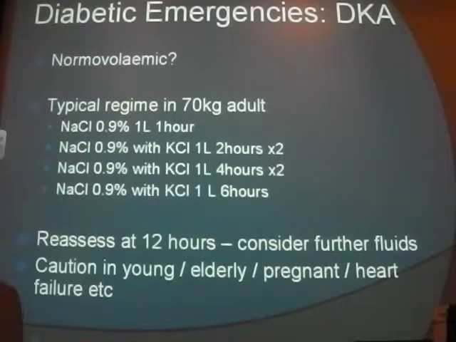So for the next 2 hours and the 2 hours after that, one bag of normal saline with potassium in it. Then the same again twice over the next 8 hours. Okay, 4 hour bag, 4 hour bag, and then a 6 hour bag. That is the kind of general recommended standard thing that is obviously up for negotiation depending on your patient on a case-to-case basis. At 12 hours, you need to reassess, consider further fluids, and always be watching out for signs of fluid overload. Okay? These are your at-risk groups, the young, the elderly, the pregnant, those with heart failure, etc., etc. So exercise caution in those patients. Again, in those patients, you might need to consider critical care at an earlier stage because you can't push the fluids as much as you need to.